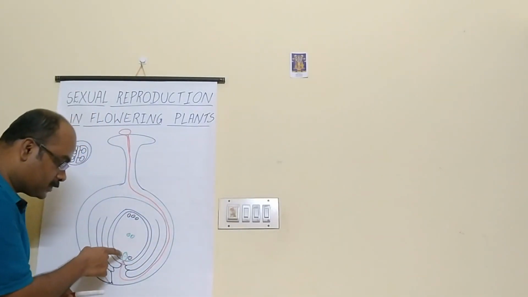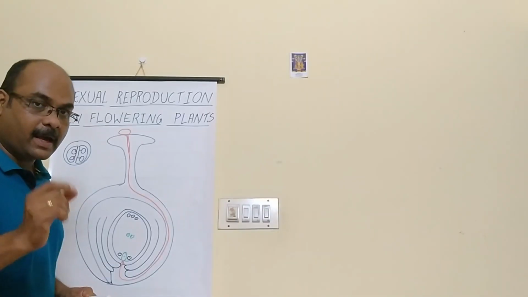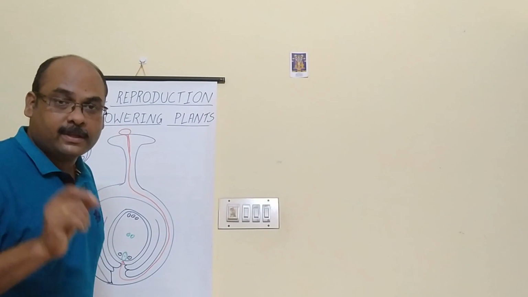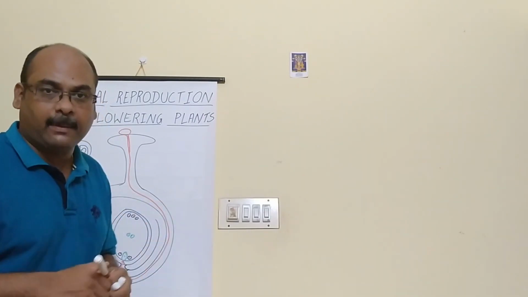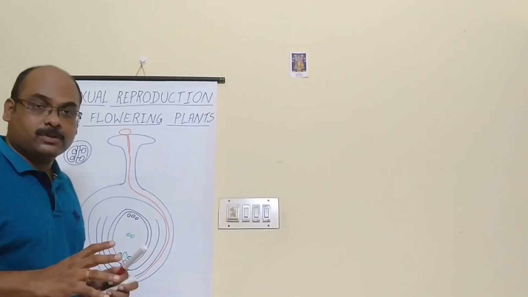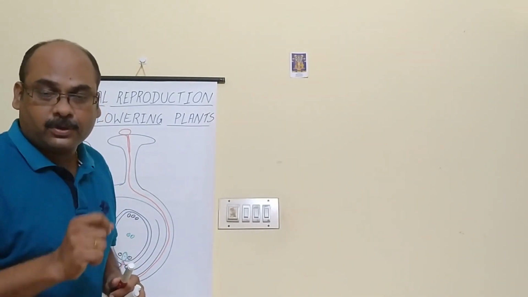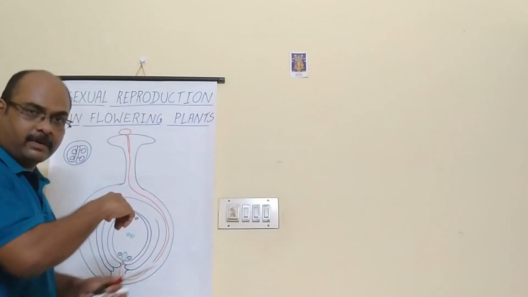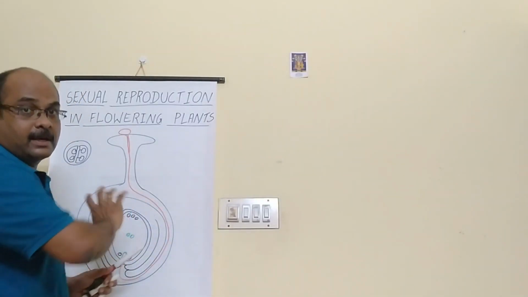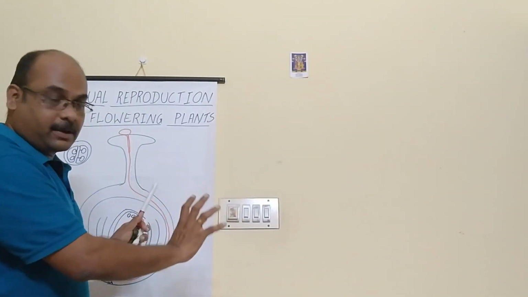One male gamete fuses with this egg, and that fusion is called syngamy. Syn means fusion, gamy means gametes. The male and female gametes fuse and form a single cell called a zygote, and this fusion is called syngamy. Don't worry, we will write that as an equation after this.